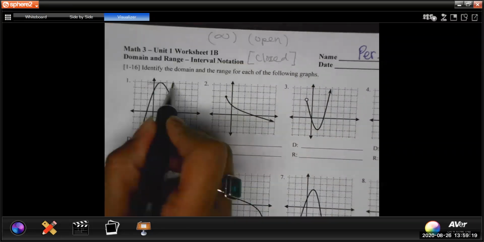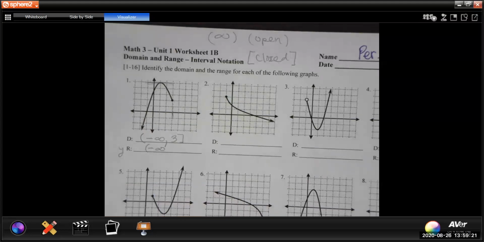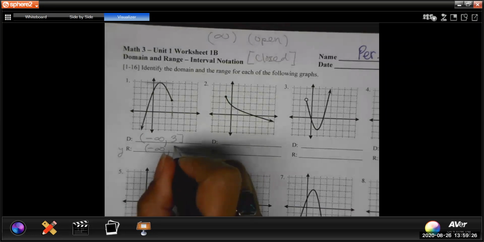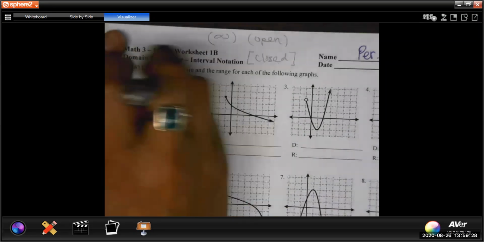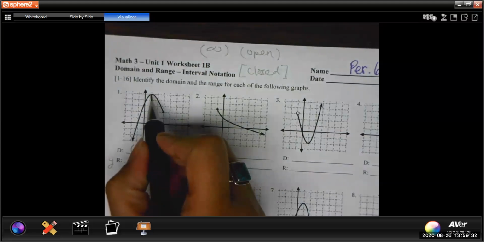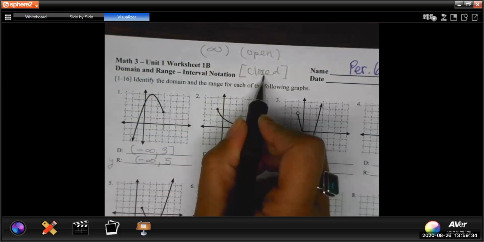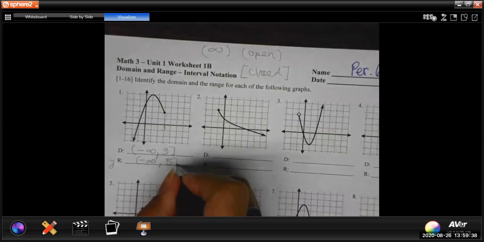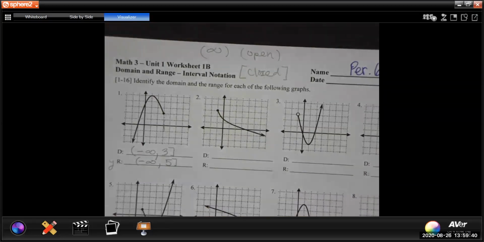And what's the y? I'm looking at the y value. What's the highest y value? 5. Parentheses or bracket? Parentheses. Now, there's no open circle. So if there's no open circle, that means it's closed. So what would I put? Bracket. Did anybody get that or close?